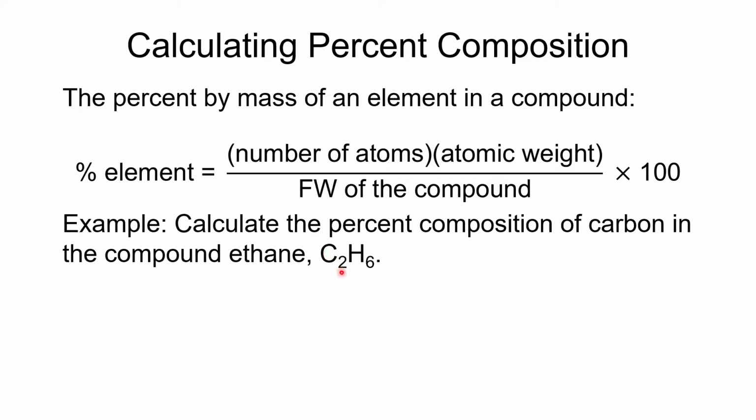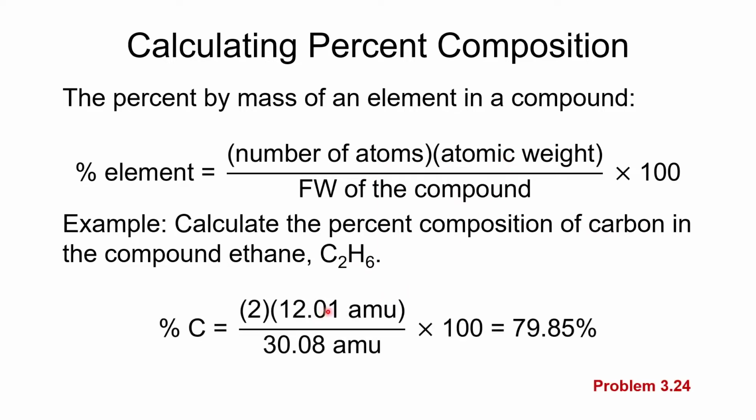For the compound C2H6, we will find that there's 2 carbons. So if we want to find the percent carbon, we'll put 2 for carbon. The atomic weight of carbon is 12.01. And the formula weight of C2H6, as we saw on the previous page, is 30.08. Multiply by 100, and we get 79.85%. And that is out to 4 significant figures.